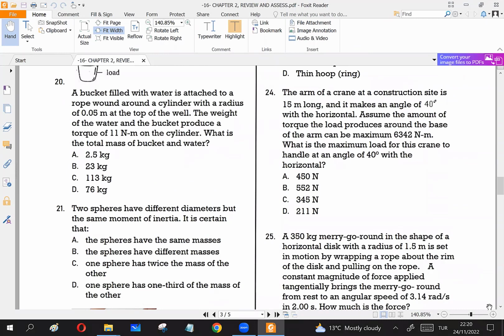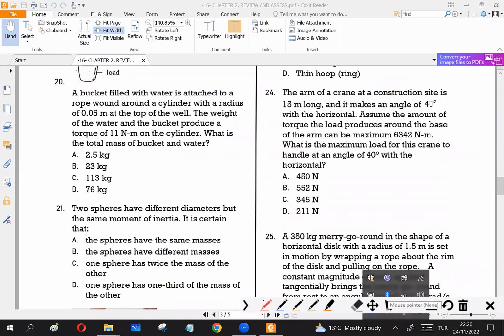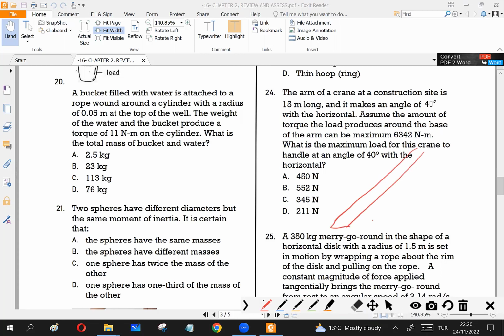Question number 24: the arm of a crane at a construction site is 50 meters long. It makes an angle of 40 degrees with the horizontal. So this is the crane arm, sorry. And the crane arm is making an angle of 40 degrees with the horizontal. And from the top of the crane, you suspend some load, and then you are lifting it.